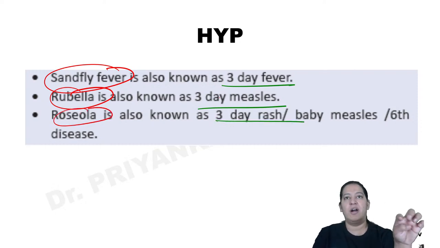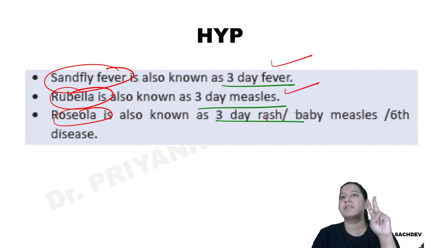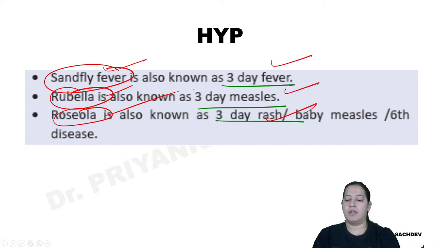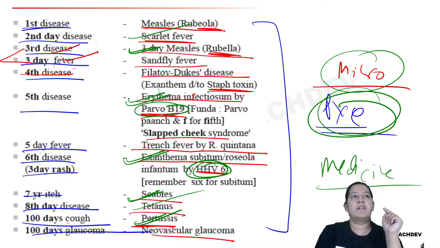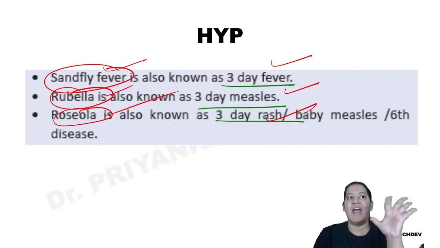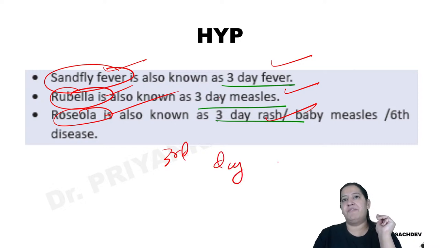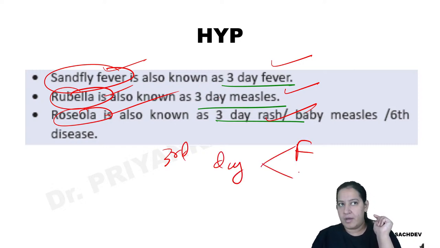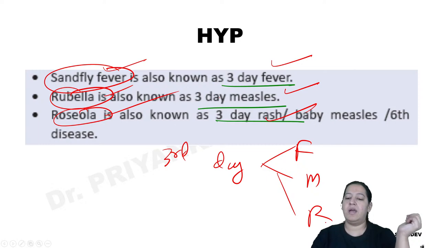सो थ्री थर्ड डे है. थर्ड डे फीवर, थर्ड डे मीजल्स, थर्ड डे रैश. तो थ्री डिफरेंट ऑप्शन आर देयर. तीनों थर्ड डे मैंने यहाँ इंक्लूड किए हैं. थर्ड डे फीवर स्कारलेट है, थर्ड डे डिजीज आपका मीजल्स है, और थर्ड डे रैश आपका रोजियोला है. तो थर्ड डे पे तीन क्वेश्चन आएंगे. तीन क्वेश्चन कैन बी फ्रेम्ड: फीवर, व्हाट इज दैट, मीजल्स और रैश. तो तीनों का आंसर अलग है.